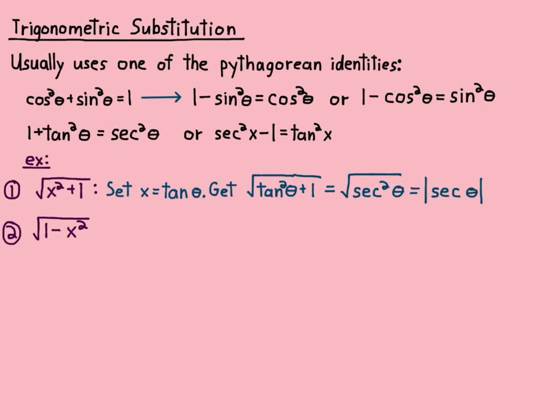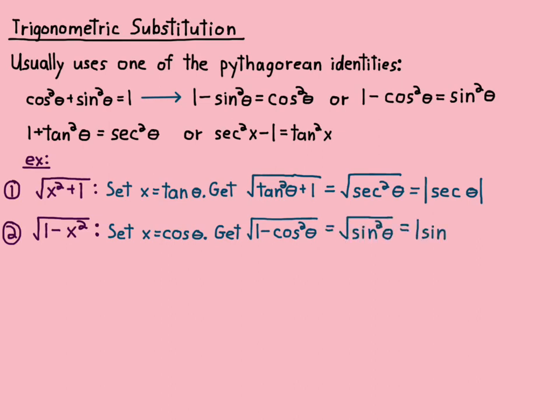Now, if I had 1 minus x squared, then I would use this one: 1 minus something squared. So that's setting x equal to cosine theta. Then we get the square root of 1 minus cosine squared theta, which is the square root of sine squared theta, which is the absolute value of sine theta. Now, if we know we're in quadrant 1 or 2, then we don't need the absolute values because the sine theta will be positive. If you know you're in quadrant 3 or 4, then you just drop the absolute values and put a minus in front.